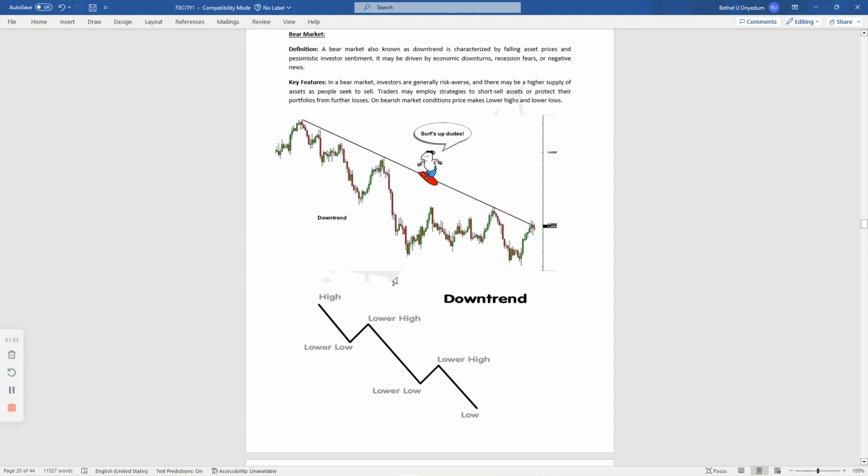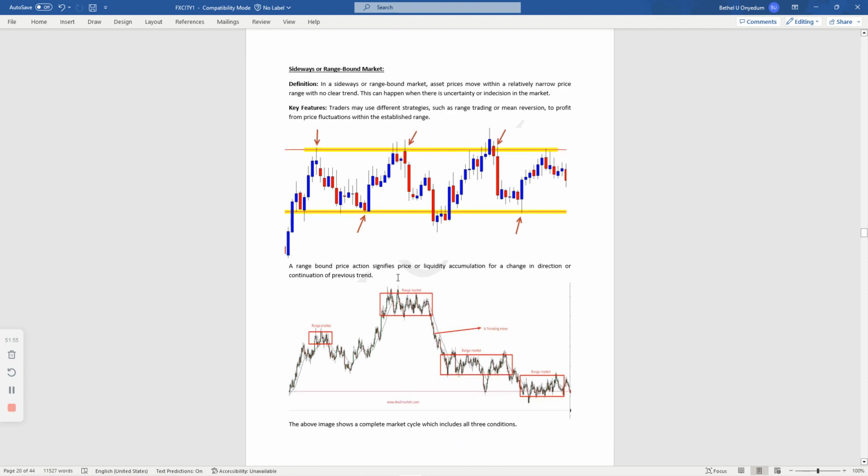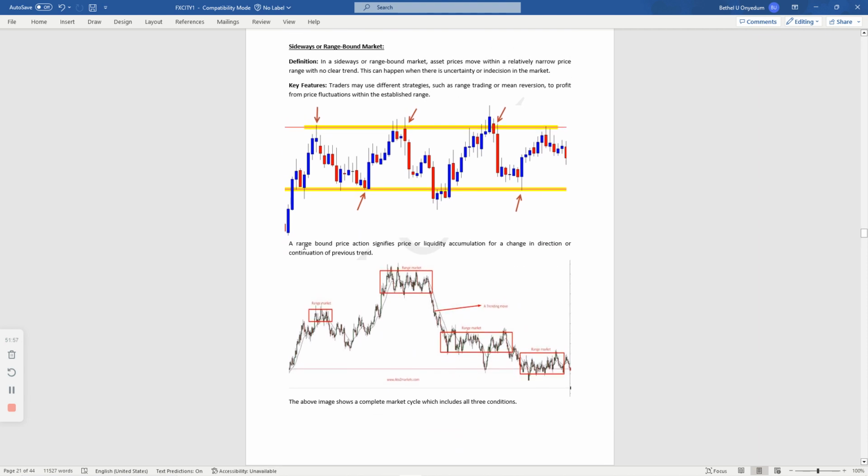I hope you understand the concept of higher highs and lower highs. Then on the ranging market, there are no higher highs, there are no lower lows. Price is just going up and down in a particular price range. It's just up, down, up, down. So a lot of traders, when they see a ranging market, will like to capitalize on this up and down movement.